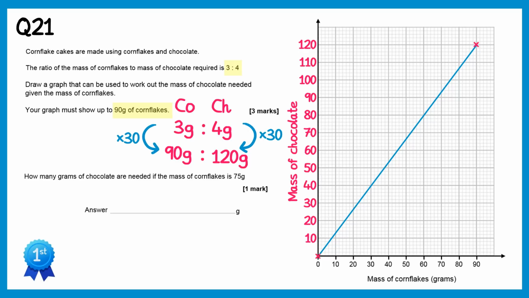For the next part, we're going to find the mass of chocolate needed if we have 75 grams of cornflakes. So go to 75 on the cornflake scale at the bottom, go up to the line, and then when you hit the line, go across, and you'll see we need 100 grams of chocolate.